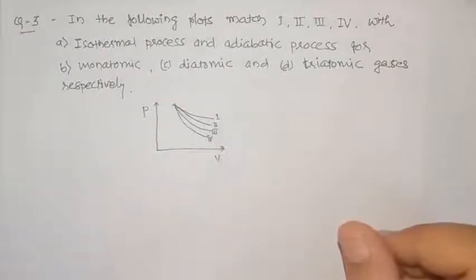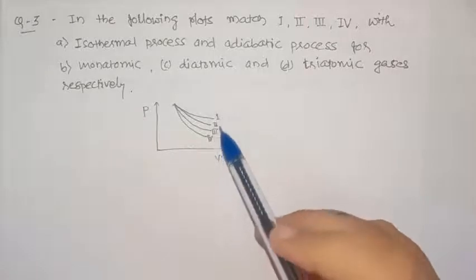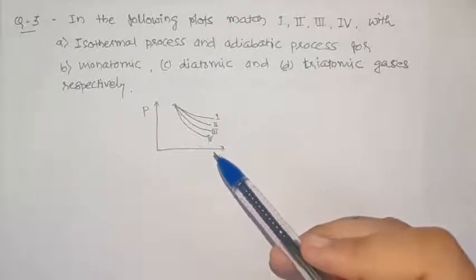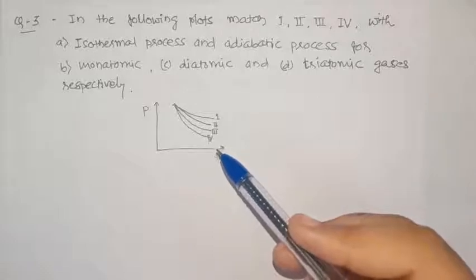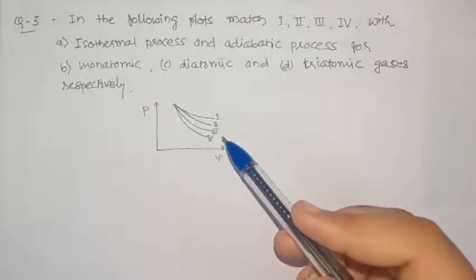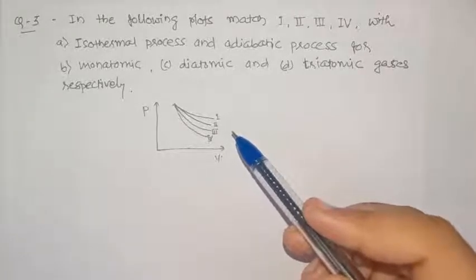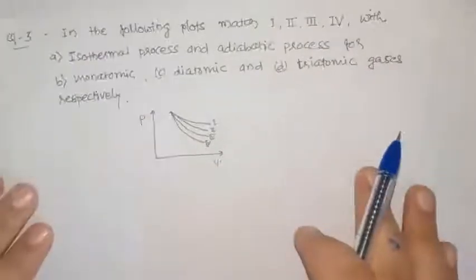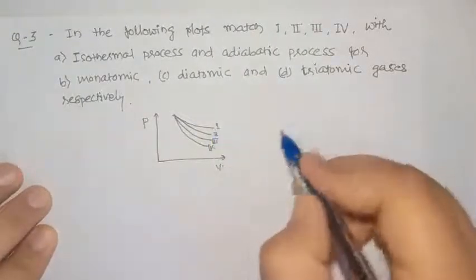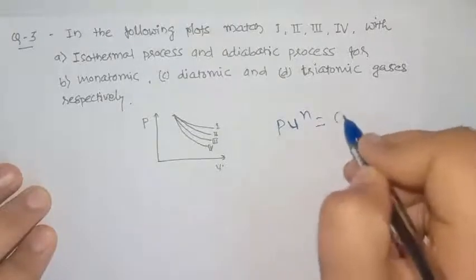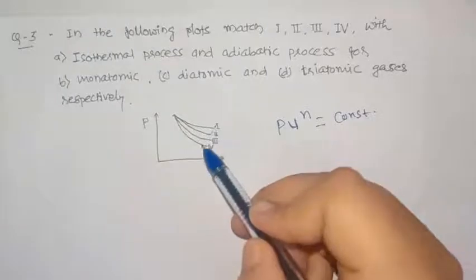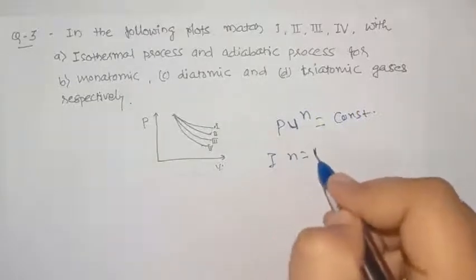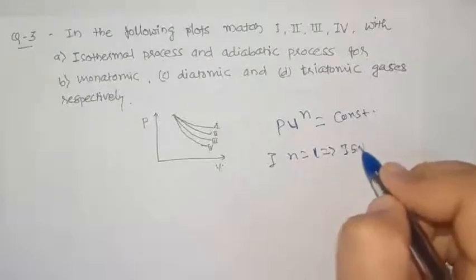In this example, we are given a PV graph for four different processes: isothermal, adiabatic for monoatomic, diatomic and triatomic linear. We want to mention the type of graph. Here, as we have seen in PV graph, the graph is drawn for the common equation PV power n is equal to constant, and as we move downward the value of n will increase. So for the first case, n will be equal to 1, so that will be the isothermal graph.